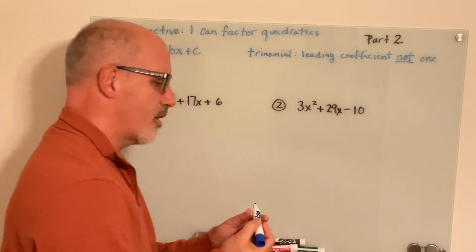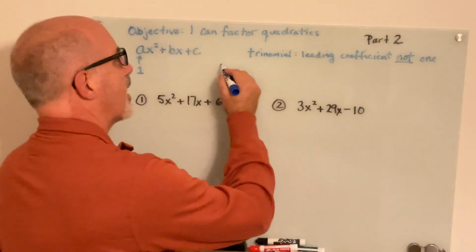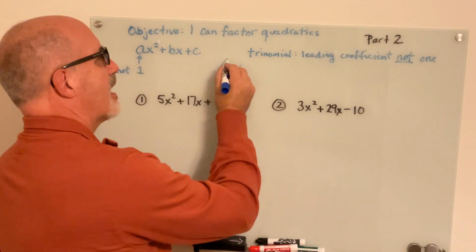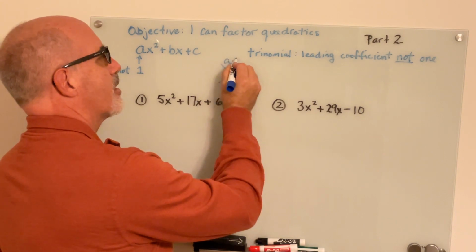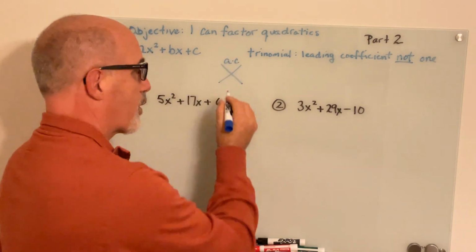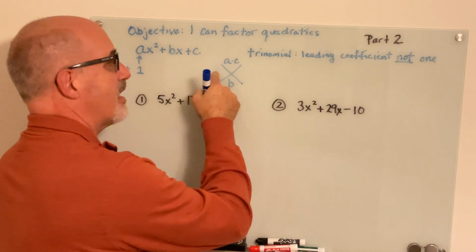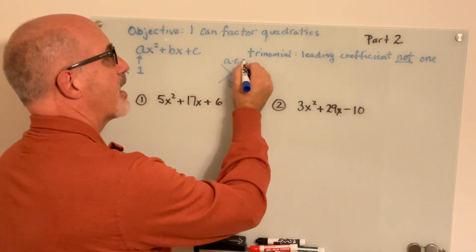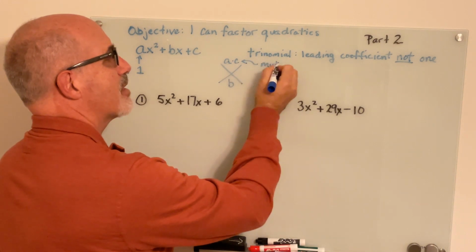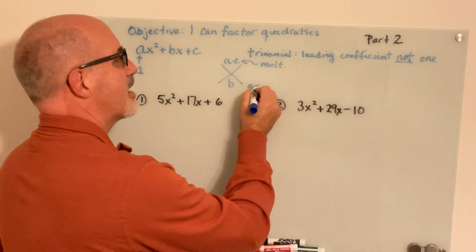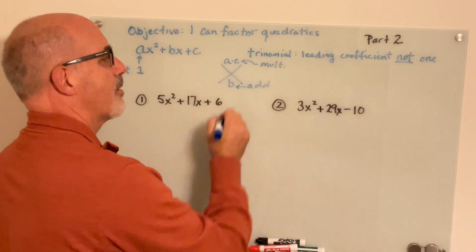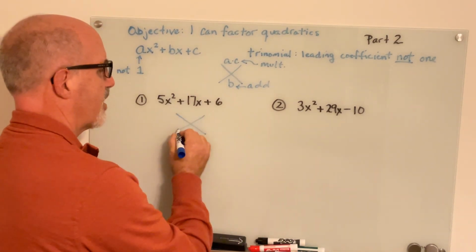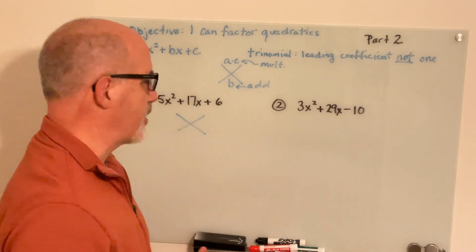The technique we're going to use is we're going to draw an x here. We're going to multiply the a times c and put that up in that spot. We're going to put the b down here. And in these two spots, we're going to look for two numbers that multiply together to give me the a times the c, and they're going to add together to give me the b. So on this one, I'm going to put my x here. That's just going to help me organize the information.